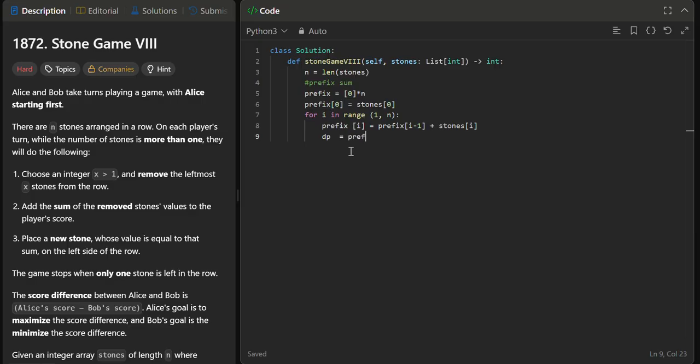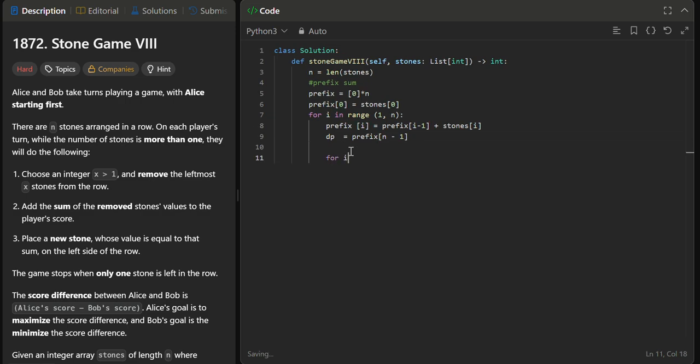Next, dp equals prefix of n minus 1. For i in range n minus 2 down to 0, step n minus 1, enter dp equals max of dp, comma, dp minus prefix of i minus dp, and return dp.